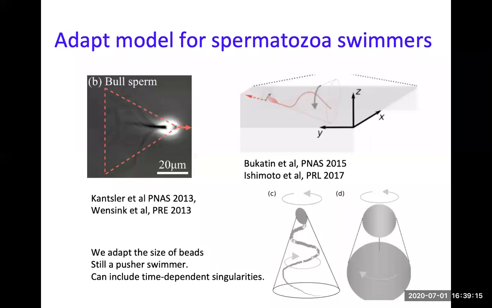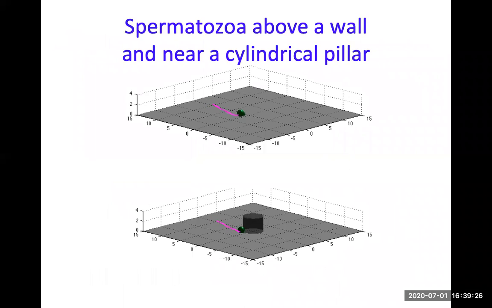Another one is you can modify this by modifying the bead size. You can look at kind of quasi-spermatozoa swimmers. One can even add the flagellum bead, a time-dependent oscillation. So what happens? You put one of these spermatozoa-like swimmers above a wall, it will do this circular motion. And then you can also add things like pillars, cylindrical pillars. And I know a lot of you are muted, but the question you should have is, oh wait, what about the method of images for cylinders?